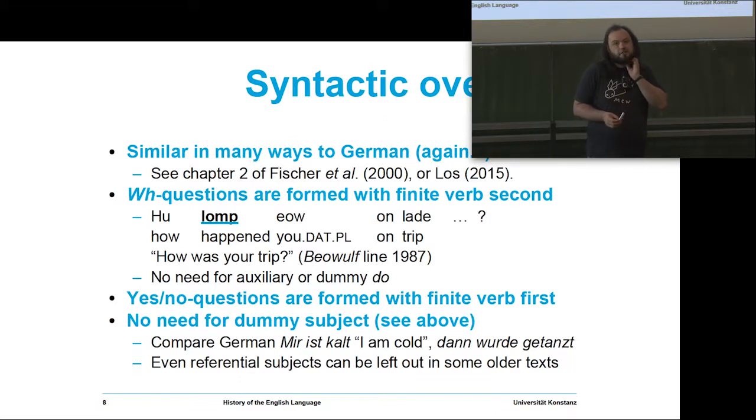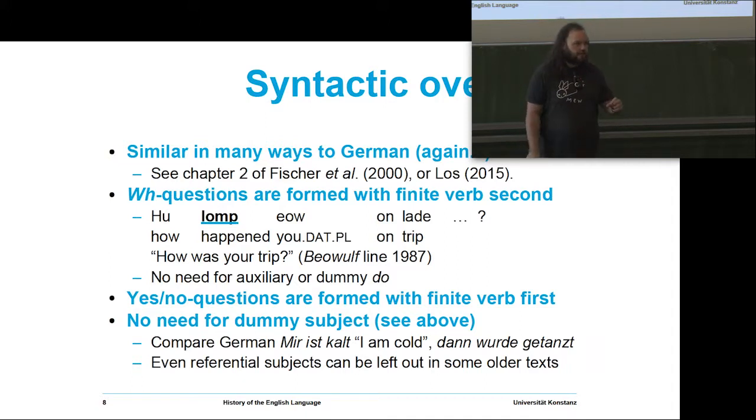Similarly, there are similar constructions in a language like German. You get something like mir ist kalt, where mir is dative case, and there's no nominative subject here. Right? There is no constituent in the nominative. Something like dann wurde getanzt, there is again no nominative subject. So this is possible in Old English, it's possible in German, not possible at all in modern English.